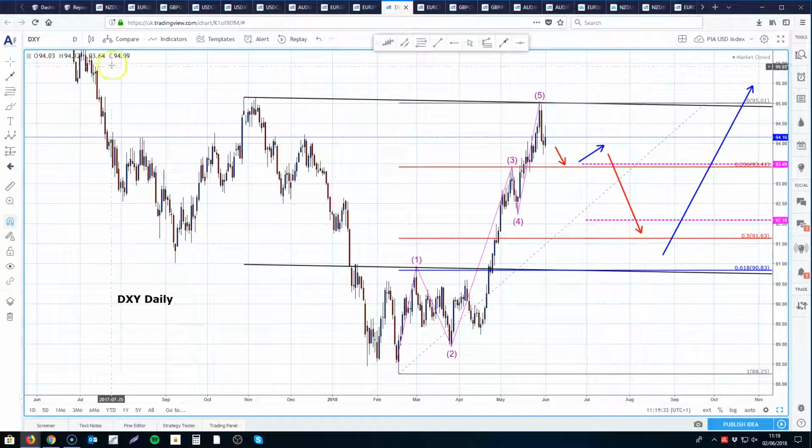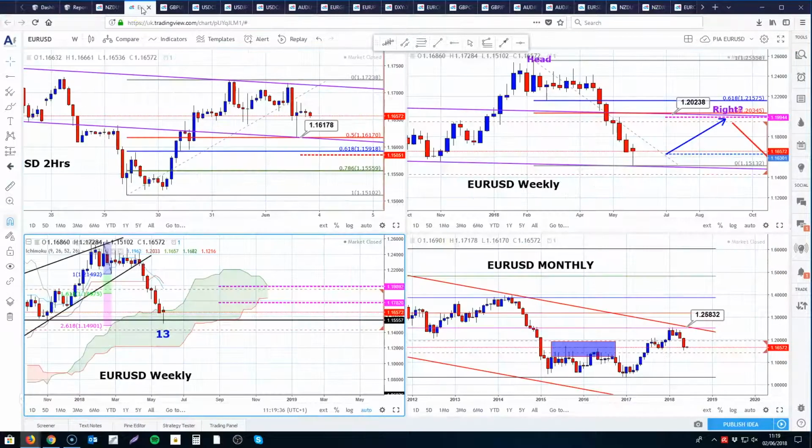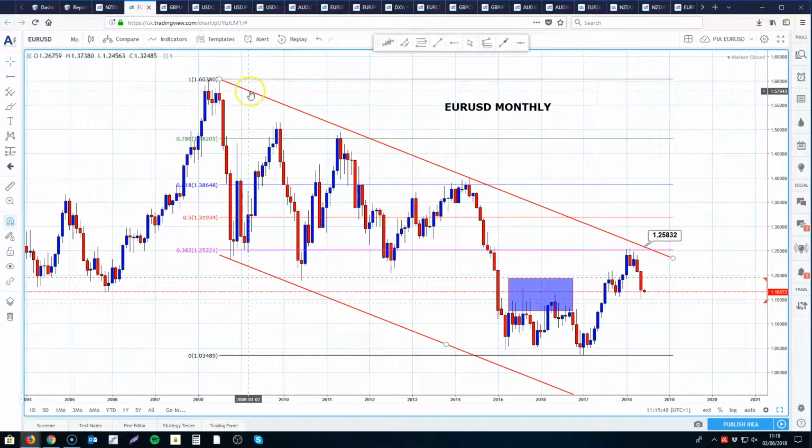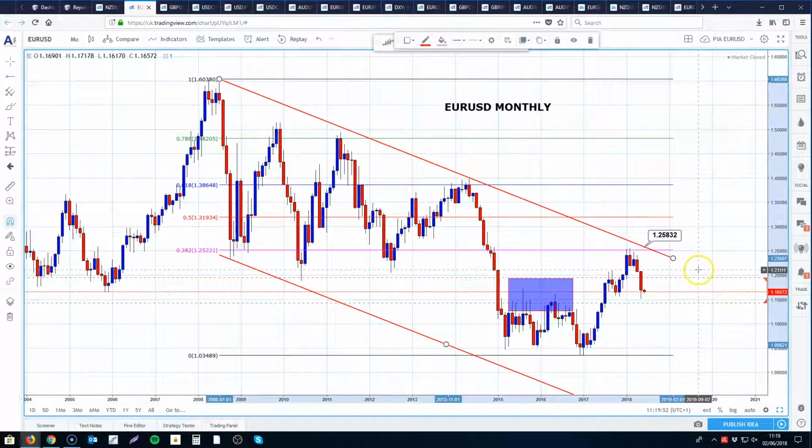So reflecting that back onto our currency pairs, the first one is euro dollar. We're going to break down the time frames quickly and move through these different currencies. So euro dollar monthly, obviously the opposite of the dollar index. We're in a large bearish channel formation. Levels close to the 38.2% pullback of 125.22 found sellers.